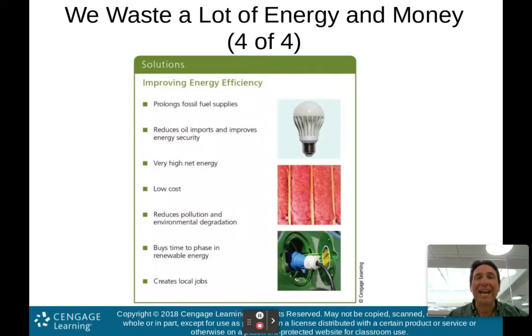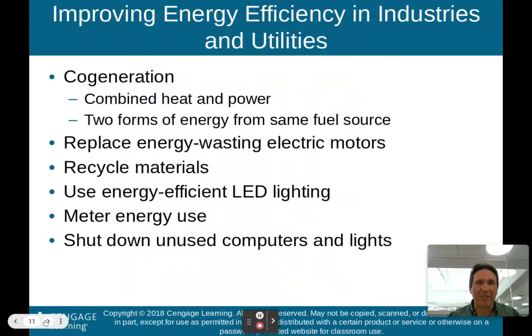A very high net energy, right? If we can improve our energy efficiency, the net energy gets higher, right? And that's what we want. Reduces pollution and environmental degradation. It buys time to phase in the renewable energy, right? So if we can improve the energy efficiency, again, it buys us some time, and it can create local jobs as well, which is another win-win. So again, understand these solutions or how we can improve that energy efficiency.